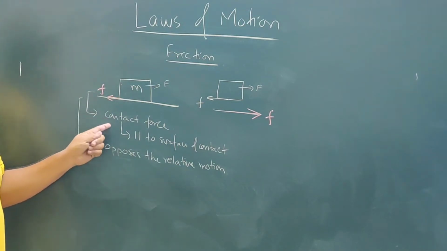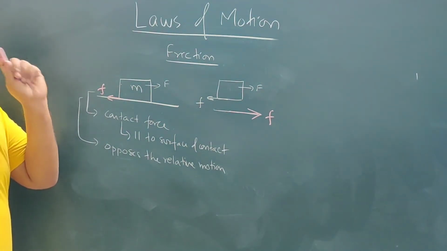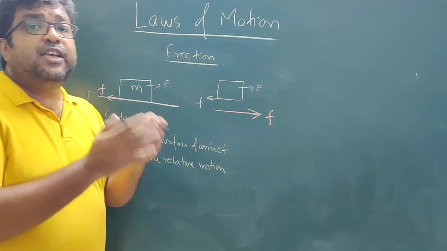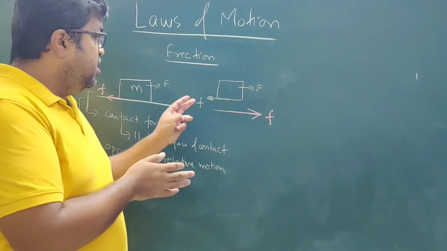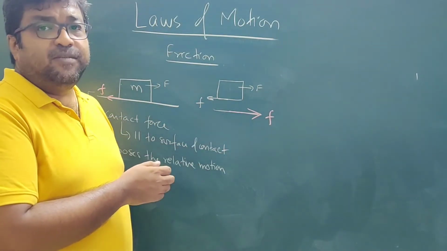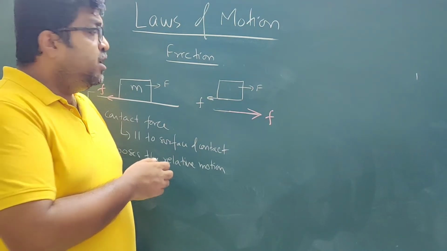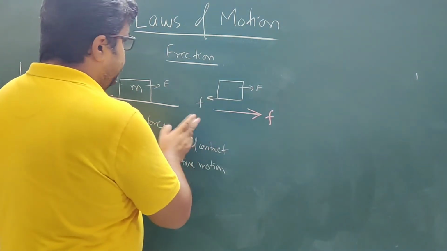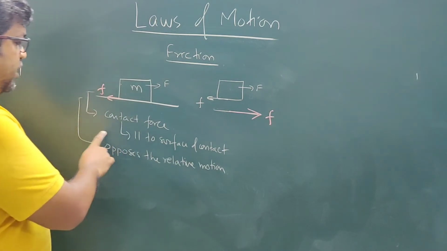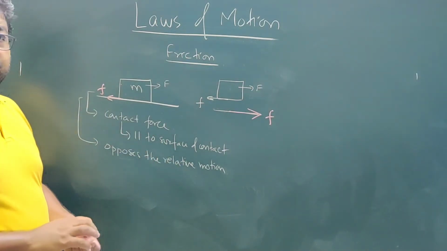Because friction force is a contact force, and we discussed in the previous class that contact forces always exist in pairs. If one force is the action, the other force is the reaction. So this is about friction. Friction is a type of contact force, and it opposes the relative motion.